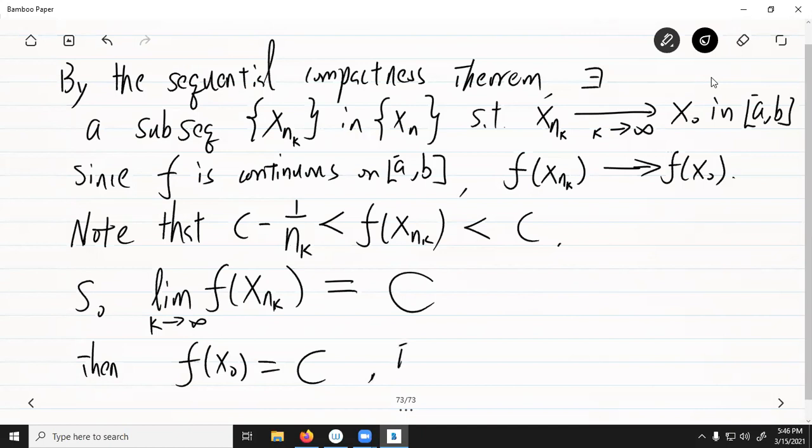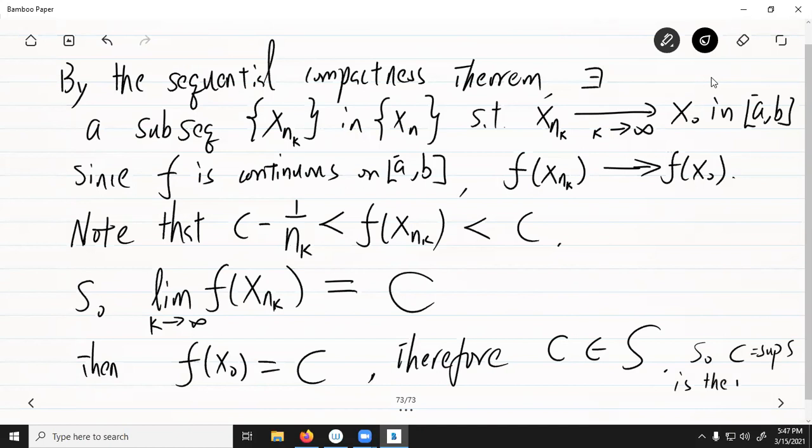Therefore, c is inside this S. So the supremum is the maximum, right? So c, which is the supremum of S, is the maximum value. Okay, so we proved one part.